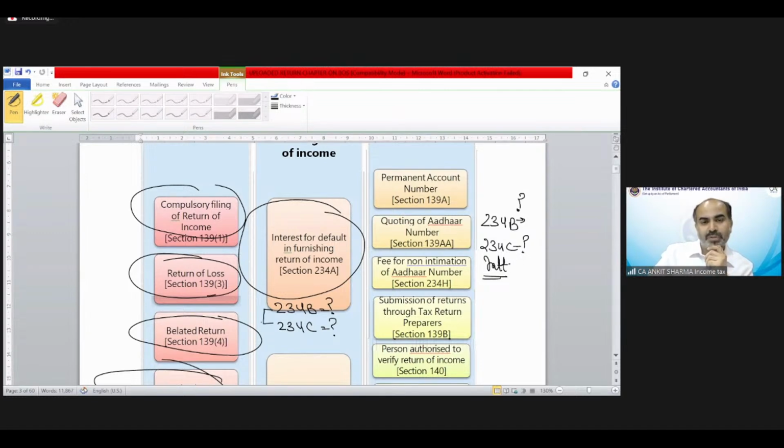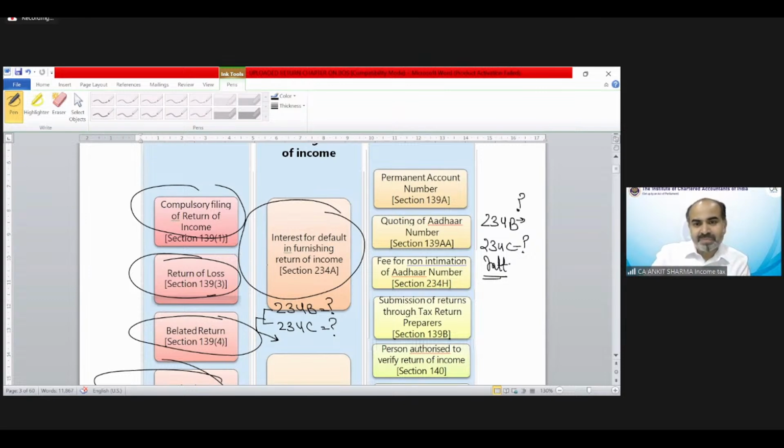Okay. One more question to all of you. Is it possible that both interest under section 234B and C would be applicable, or are they mutually exclusive events? That means, if 234B is applicable, then 234C would not be applicable, or vice versa. So can they both be applicable simultaneously, or are they mutually exclusive cases? What is the correct answer?